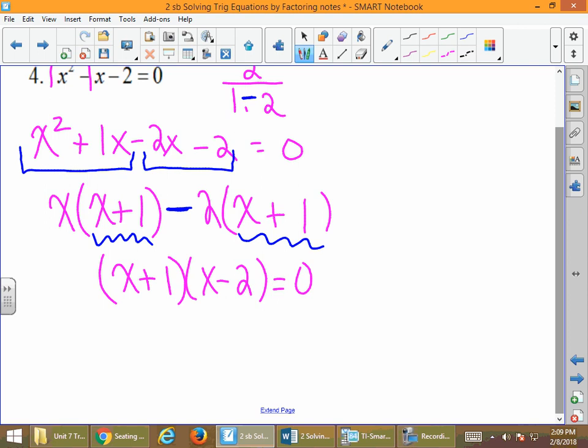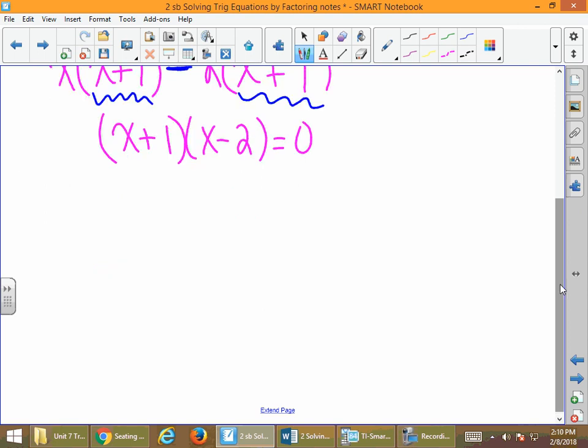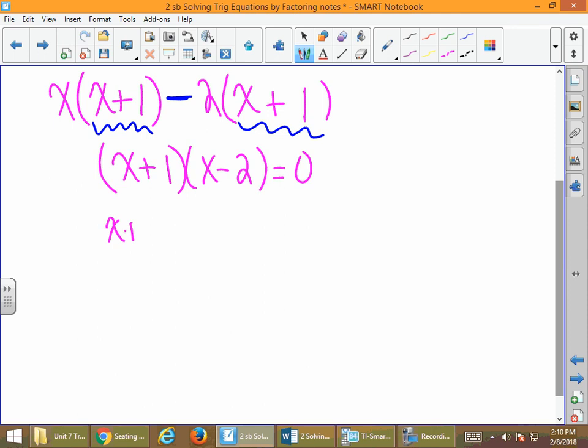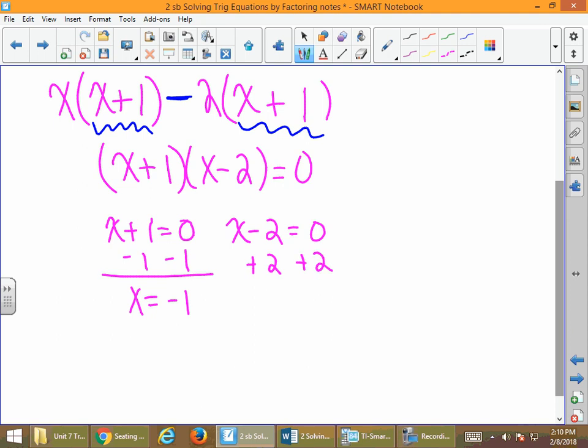We have split the middle, and now we're going to use our factors to help us solve for x. I hope that you can tell me right from here that x equals negative 1 and x equals positive 2. But if you can't tell me, the way that we get those values is we take x plus 1 and we set it equal to 0. And x minus 2 and we set it equal to 0. And then we solve. x equals negative 1 and x equals 2. Split the middle.